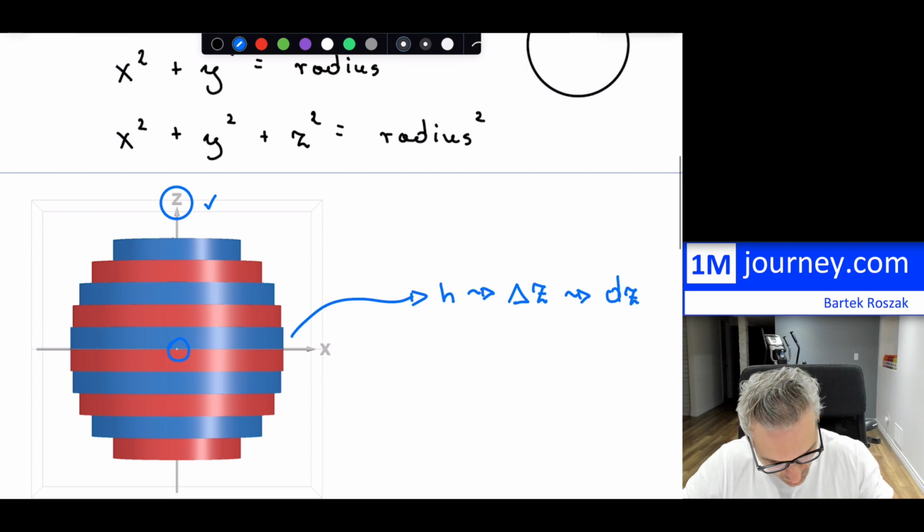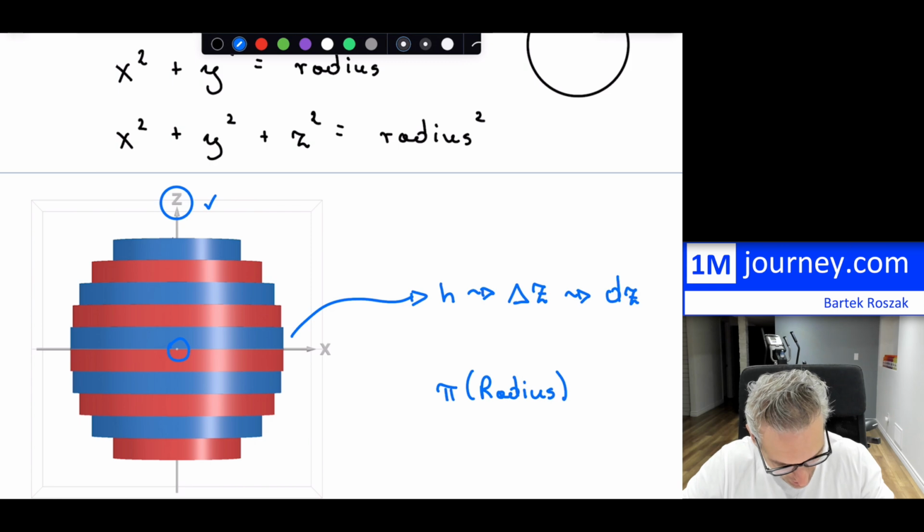So let me do that within here. I'm going to have pi. Now my radius, I just want you to keep this, I'm going to write it out in full. So within here, this is my radius, and this is radius squared that I have. And then this is going to be multiplied by the height, which is going to be some dz.